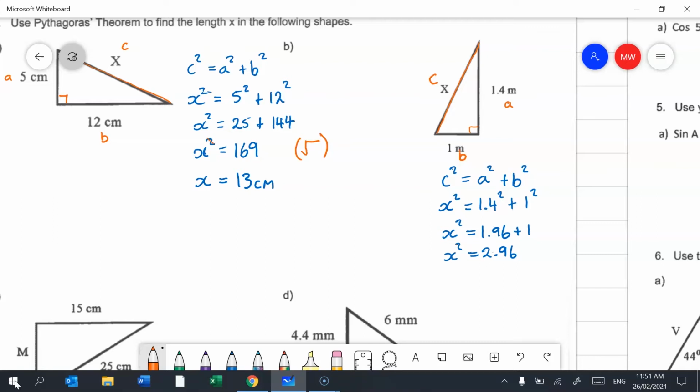We have to get rid of this squared. The opposite of square is to square root. So we're going to square root both sides, which leaves us with x over this side and 1.72 meters on the right.